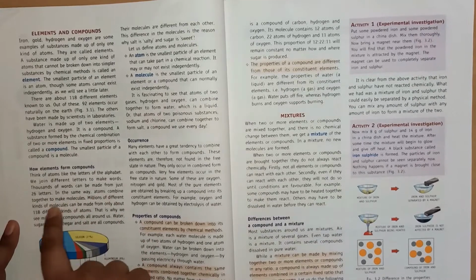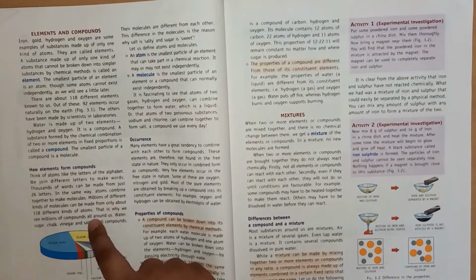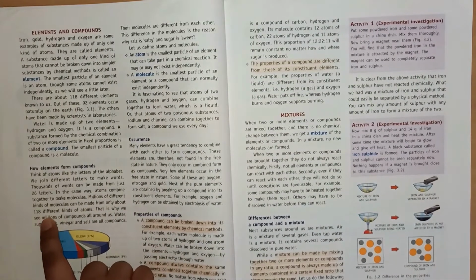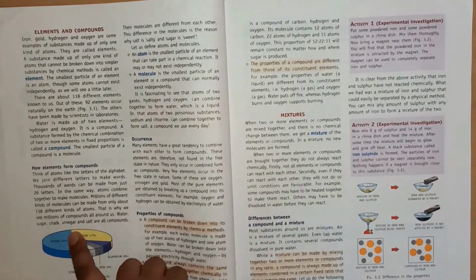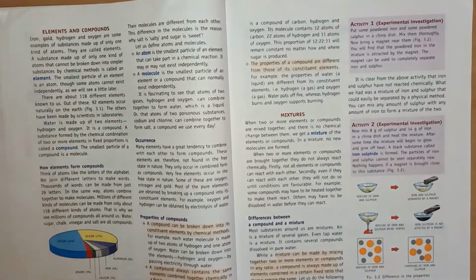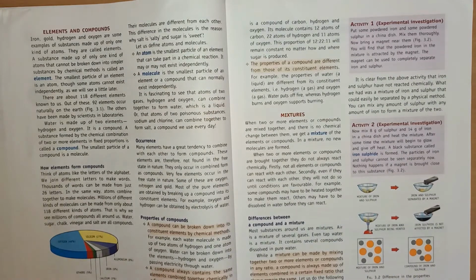In the same way, atoms combine together to make molecules. Millions of different kinds of molecules can be made from only about 100 different kinds of atoms. That is why we see millions of compounds around us, like water, sugar, chalk, vinegar, and salt are all compounds. So it is saying how there are only 118 kinds of elements and millions of compounds. So it is telling us an example.